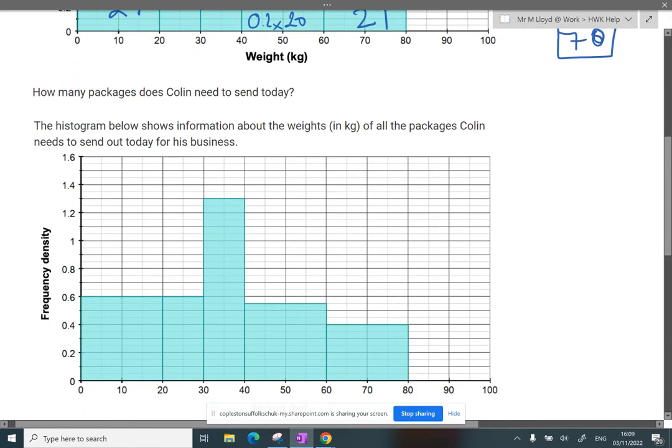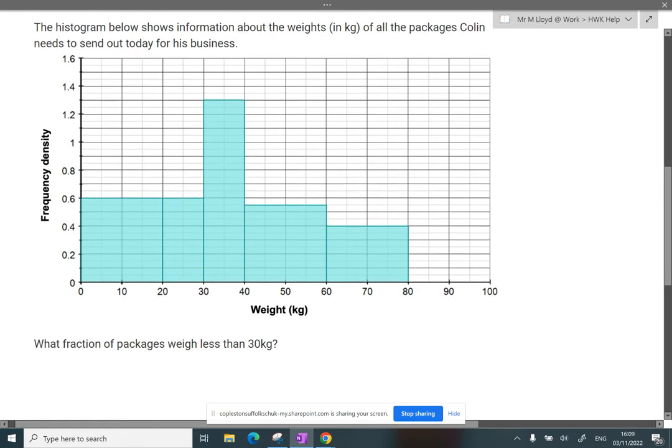Okay, next question. The histogram below shows information about the weights in kilograms of all the packages Colin needs to send out today for his business. So it's the same type of question. We've got a different histogram. What fraction of the packages weigh less than 30 kilograms? So we've still got to work out all of these in order to get the denominator for our fraction. Let's get to work. So 0.6 times by 30. 0.6 times by 30 is 18. Our next box, we've got a base of 10. We're going to multiply that by 1.3. That's 13.